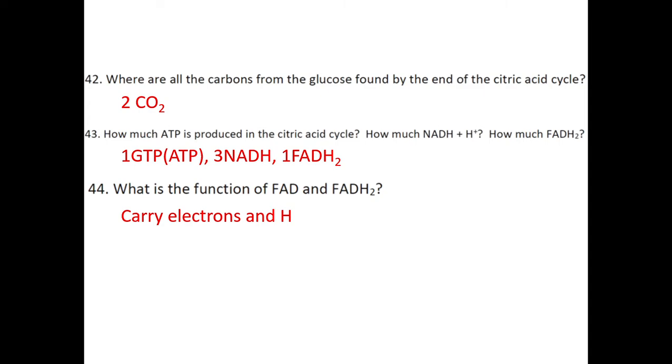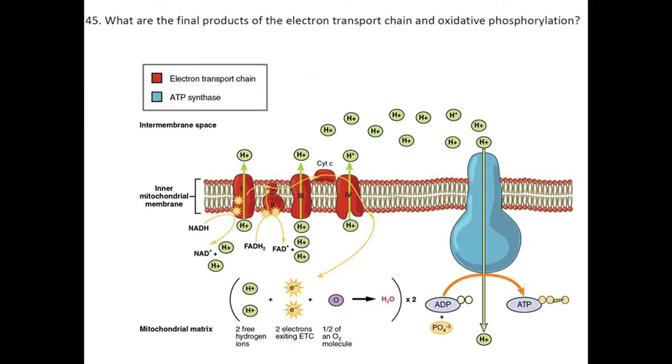45. What are the final products of the electron transport chain and oxidative phosphorylation? All right, so let's talk about ETC here. ETC is a very complicated process. We have 5 complexes here. You see complex number 1, 2, 3, 4, they are all in the membrane. This happens in the mitochondria, in the inner membrane of the mitochondria.